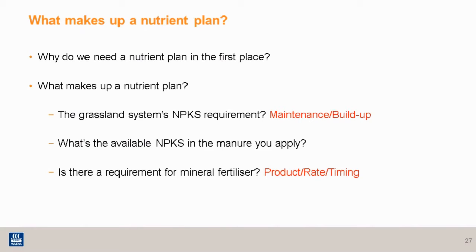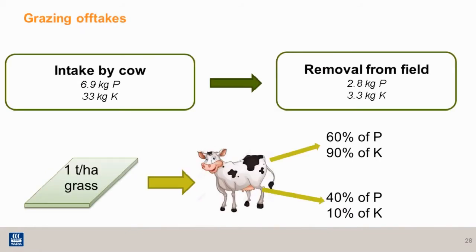So finally, the shortfall in nutrients from manures is calculated so that the right mineral fertiliser can be sourced and applied. This might mean a compound NPKS grade, or it just might mean a nitrogen and sulphur product, or maybe none at all. So this is where I'm going to now go into more detail on just some of the offtakes on different grassland systems, which I think is important to know and to understand. So these are, I suppose, grazing offtakes.